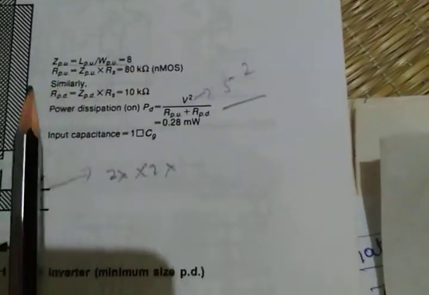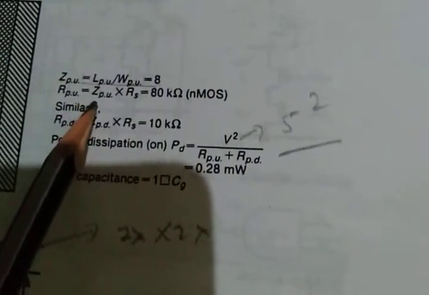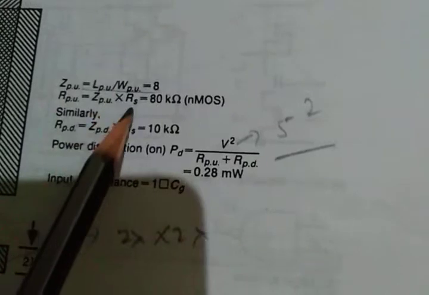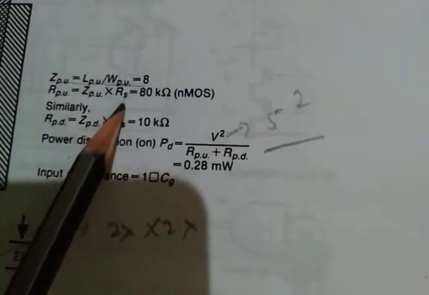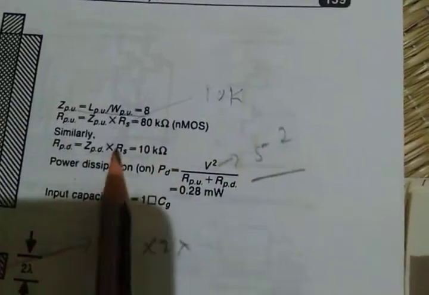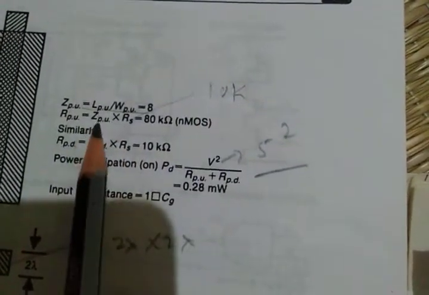Then again we want the overall resistance of the pull up. RPU is equal to ZPU into RS. RS is the sheet resistance. For the sheet resistance here I am considering 10K. It is a standard value, 10K. So ZPU I got 8, so 8 into 10 is 80. Okay, so 80K I got.